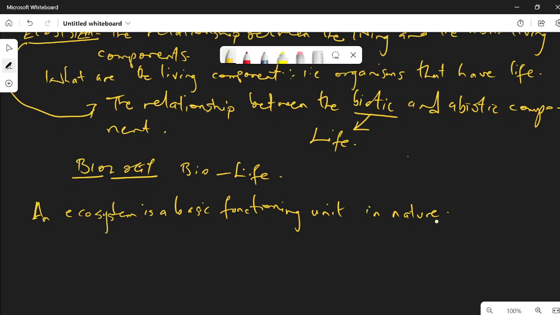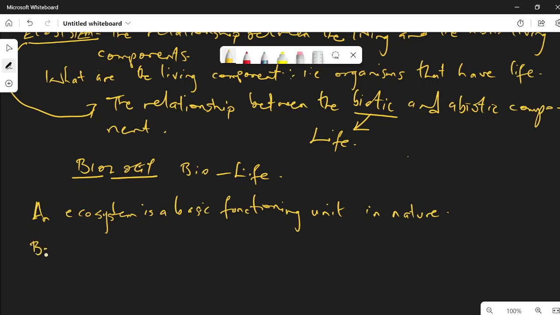So ecosystem is a basic functioning unit. If it is not a relationship between the living and the non-living, then it will not be functioning. So the word functioning here is telling us that it is a relationship between two substances, and those are the biotic and the abiotic components. Are we together? Like I was saying, it is a relationship between the biotic and the abiotic components.